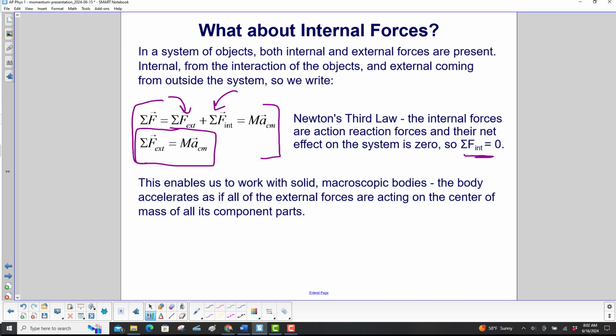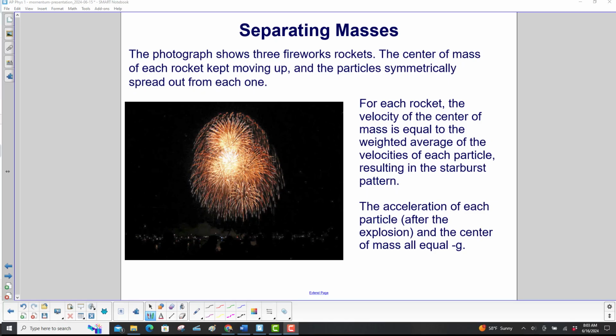This enables us to work with solid macroscopic bodies, which is what we talked about when we first started this topic. The body accelerates as if all of the external forces are acting on the center of mass of all its component parts. The photograph shows 3 fireworks rockets.